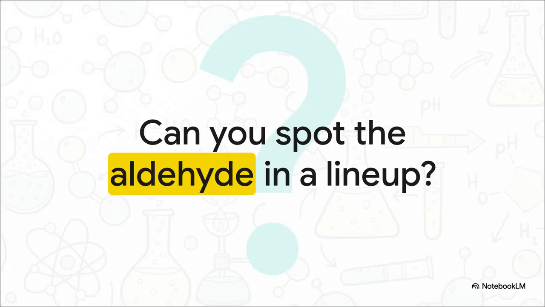Now, beyond naming, you kind of have to be a detective for functional groups. Look at question 60. It challenges you to spot the aldehyde in a lineup. You've got to know that an aldehyde has a carbon double bonded to an oxygen with a hydrogen hanging off the very end of the chain, usually written as CHO. It's totally distinct from an ester or a carboxylic acid like acetic acid. Spotting that CHO group immediately gives you the answer in seconds.